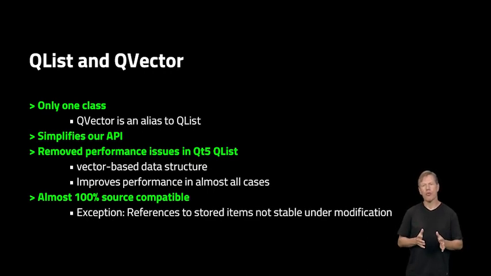We've removed some of the performance issues that we had with QList in Qt 5 using a vector-based data structure, and when we did the measurements, this improves performance in pretty much all cases that we've measured. It's also almost 100% source compatible. There's one exception: in QList in Qt 5, when you had large objects stored in there, you could keep references to these stored items and they would be stable under modification of the QList. That's not the case in Qt6 anymore, and something you should be aware of.